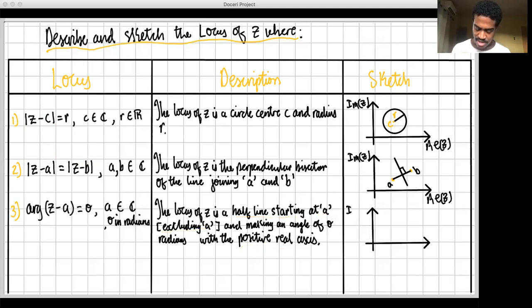And then this is your diagram here, your sketch of it. Your half line starting at A, but excluding A, hence why I have a hole, and then this is the line here. This will be the locus there.